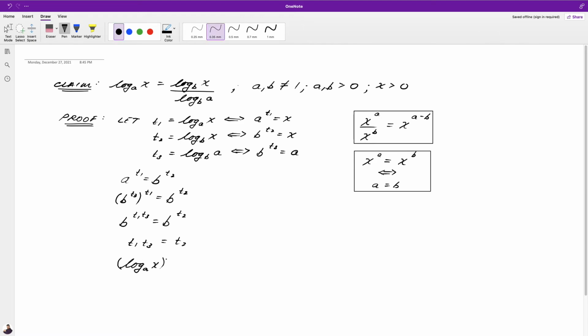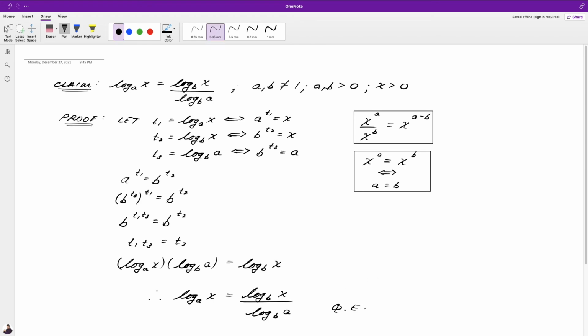And let's replace t3 with what we know it is. That's log base b of a. And let's replace t2 with what we know it is. That's log base b of x. And now we can divide both sides by log base b of a, and we are done. Log base a of x equals the log base b of x over the log base b of a.